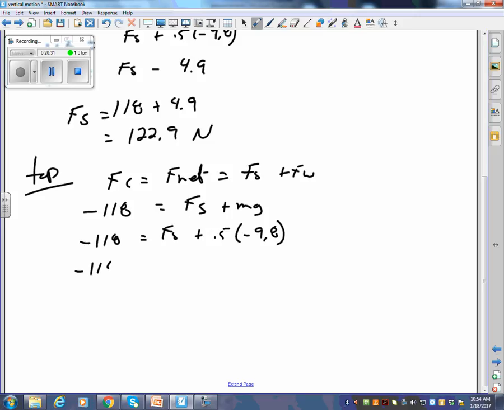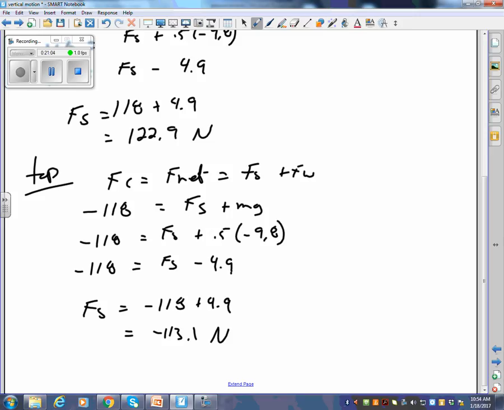And I'm doing a ton of writing here, probably way more than I need to, but for explanatory reasons, I think it makes sense. The only thing that's different is that 118 on the left is negative. So when I take that minus 4.9 to the other side, I'm going to have minus 118 plus 4.9, and I get a string tension of negative 113.1.